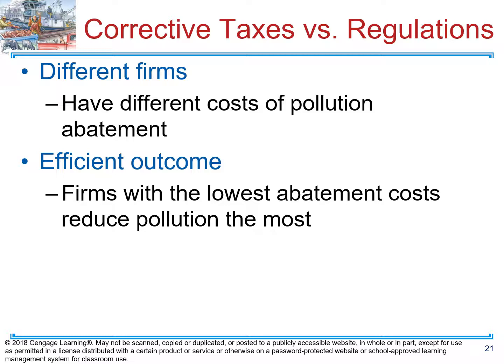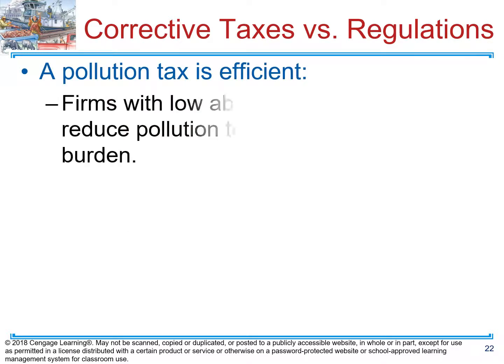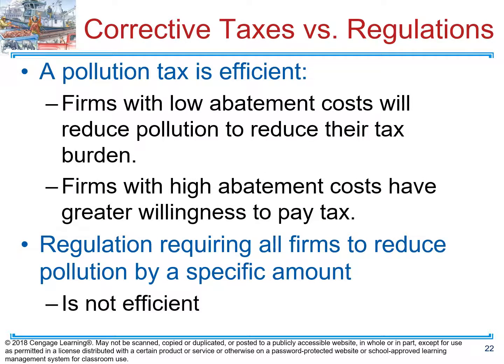Corrective taxes versus regulations. Different firms have different costs of pollution abatement. The efficient outcome is where firms with the lowest abatement costs reduce pollution the most. Abatement means to cut pollution. A pollution tax is efficient when firms with low abatement costs reduce pollution to reduce their tax burden. Firms with high abatement costs have greater willingness to pay taxes. A regulation requiring all firms to reduce pollution by a specific amount is not efficient.